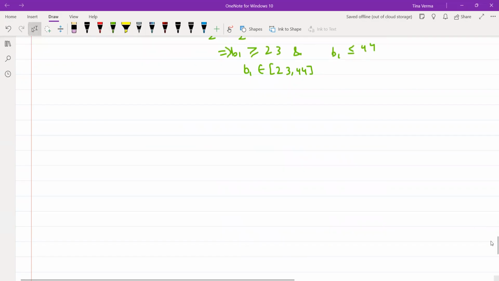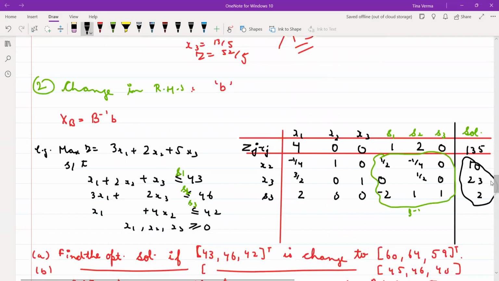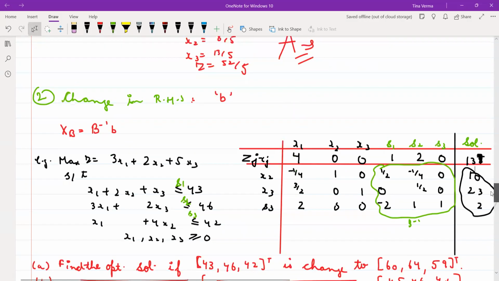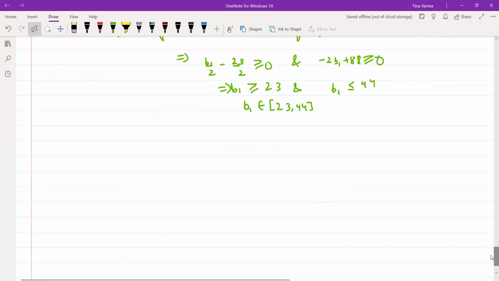Change the question, change this as well. Initially in the table when it was given to you, it is 137. In the previous example also, when you multiply CB into XB, it comes out to be 137, not 135, right? So the next part which we are going to do, the third, is the addition of a variable.